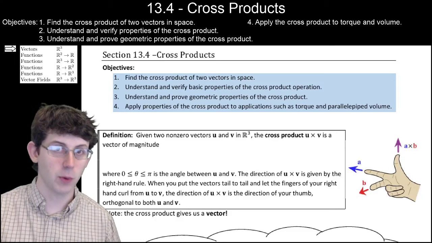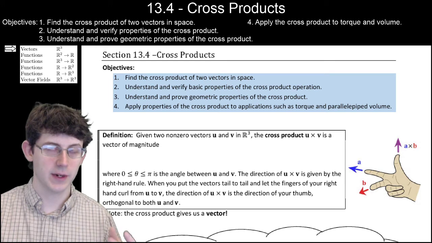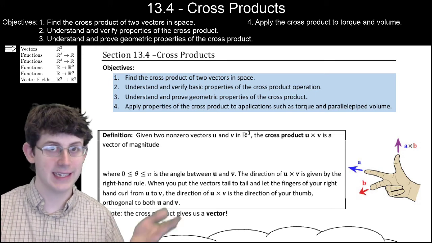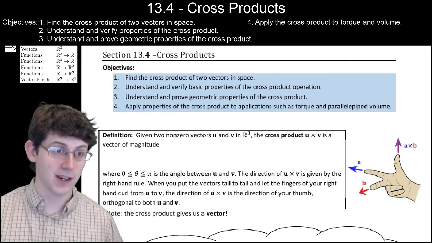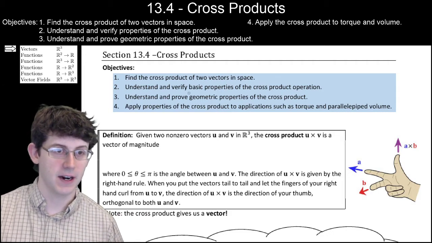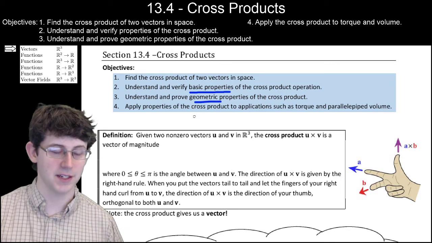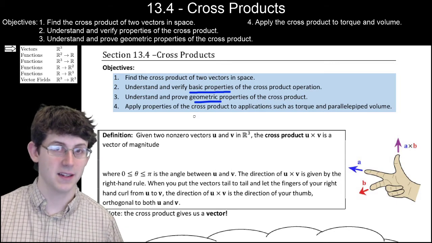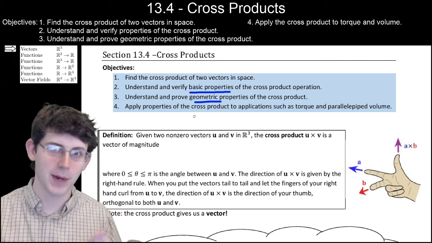This is section 13.4 on cross products. The main goal here is to figure out what is the other kind of product, since we did dot products in the previous section. So the objectives are we need to be able to find the cross product. We want to be able to understand and verify some properties of the cross product, both algebraic and geometric properties. And then we'll see a couple of applications of the cross product, torque and the volume of boxes and, well, the parallelogram equivalent of boxes.